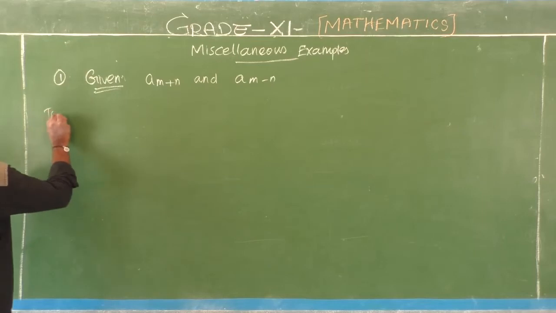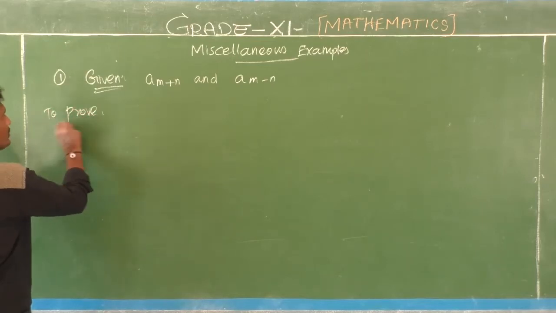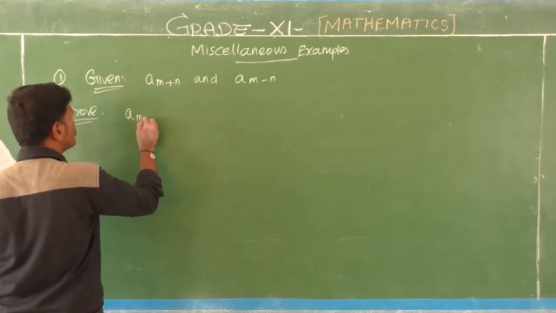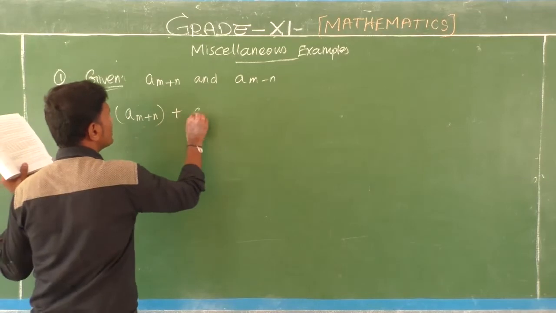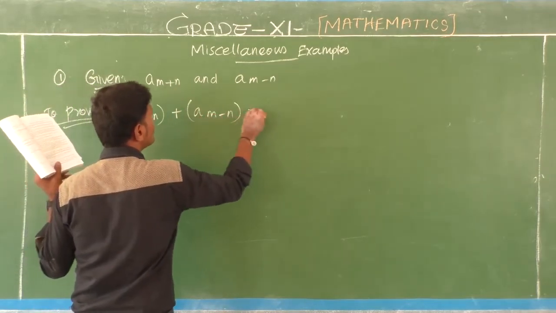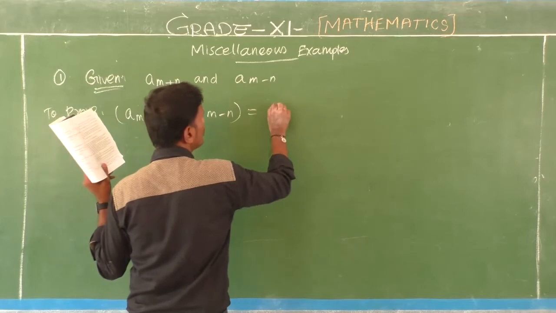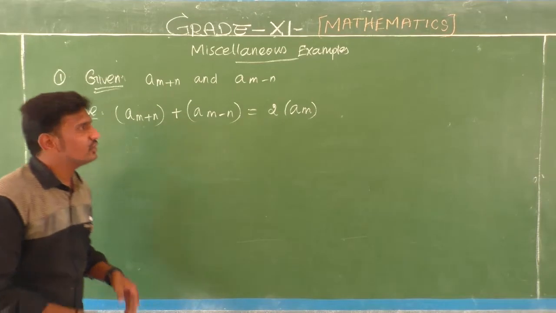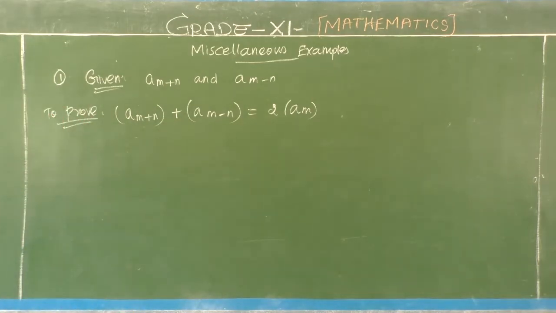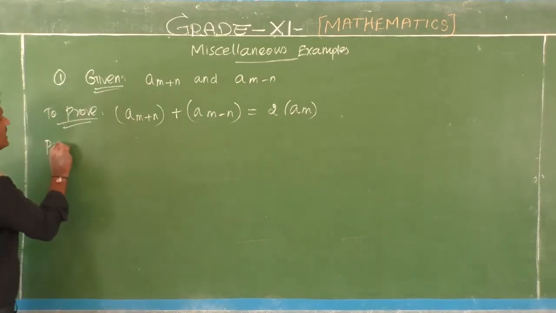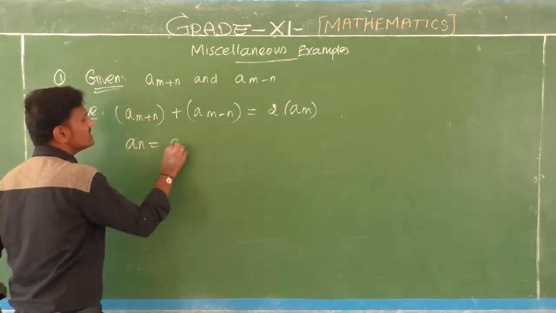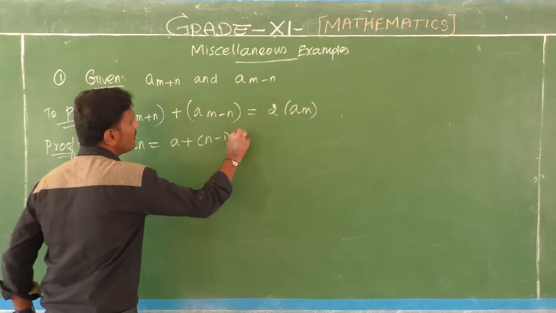Now what we are going to prove: sum means what, student? Addition. So the addition of these two, that is a m plus n plus a m minus n, is equal to twice, 2 into am. Yes, student. So look at the question. Before that, we should know about the nth term of an AP. Do you know the formula? Yes. That is an, which is equal to a plus n minus 1 into d.